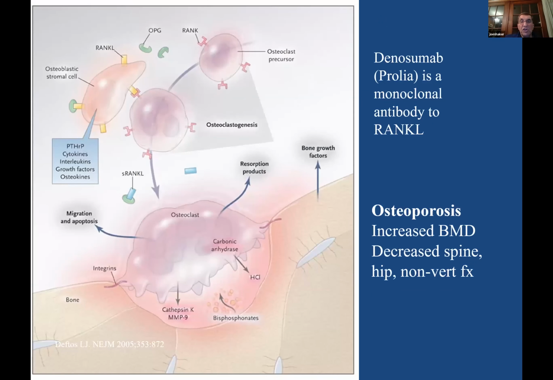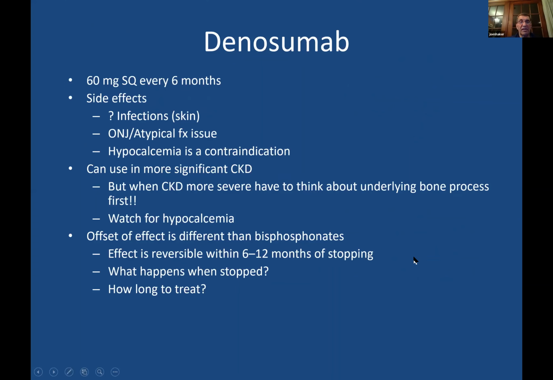Now, I want to move on to denosumab or Prolia. The RANK ligand system is something that regulates osteoclasts, and activation of this system increases osteoclastic differentiation. And denosumab is a monoclonal antibody to RANK ligand. And this drug increases bone density and decreases fractures very nicely. It's given by shot, subcutaneous, every 6 months. There may be a question of skin infections. Again, ONJ and atypical fractures are the same.